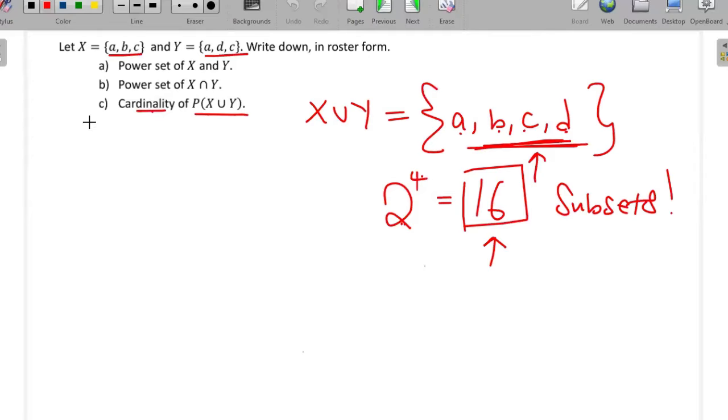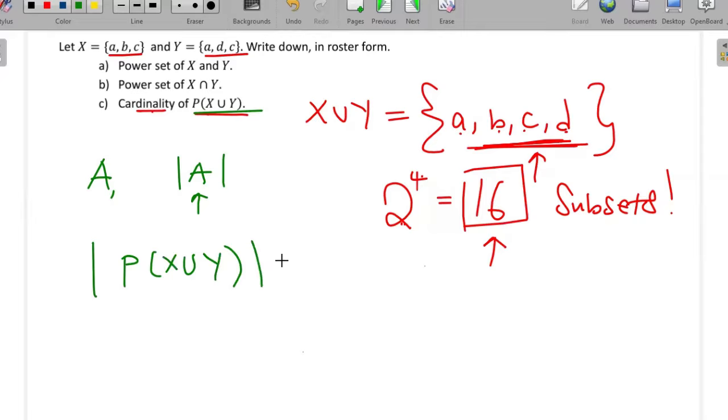So you remember the notation for the cardinality? We said if this is a set A, if we want to find the cardinality of this, we draw two lines like this, and then we put the A in between, right? So here we find the cardinality of the power set of X union Y. So we're going to say the cardinality of the power set of X union Y is equal to 16. Okay, so you did good to ask that. I forgot to write this. So you write this as your final answer. Okay, thank you.